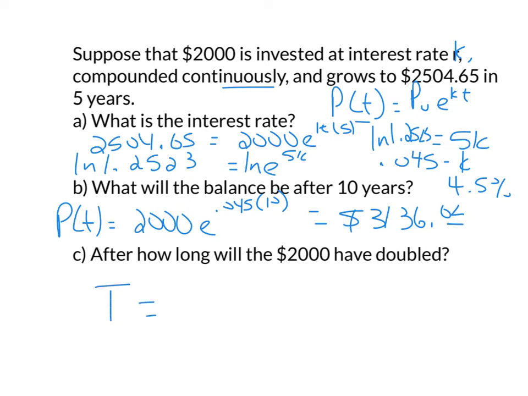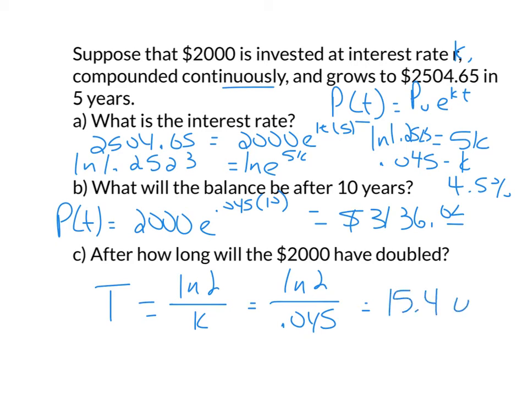Remember, when you're doing the doubling function, T always equals natural log 2 over K. And we know what K is. K is our interest rate, which was 4.5%. So I'm just going to do natural log 2 divided by 0.045, and I get 15.4 years to double that money. There's also a secret thing called the rule of 72, which gives you an estimate. If you divide your interest rate into 72, it gives you how long it takes money to double as an estimate. Not exactly, but an estimate.